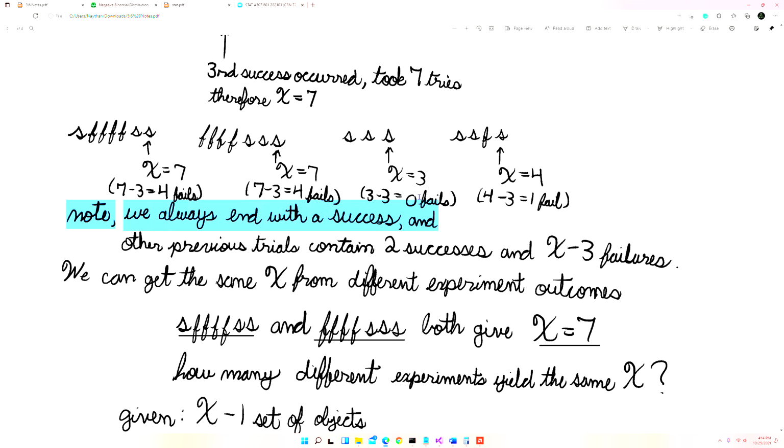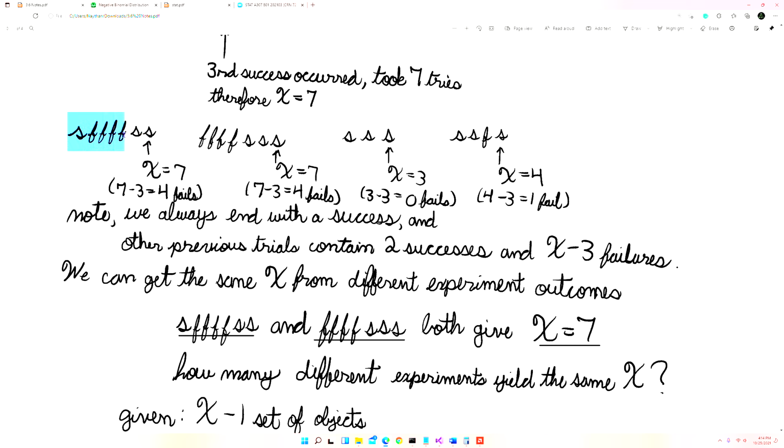And here's that note that I mentioned earlier. We always end with a success, and the other previous trials contain 2 successes and x minus 3 failures. What does that mean? If we look over here and just focus on that first variable at the end of the string, we know it's going to be a success.